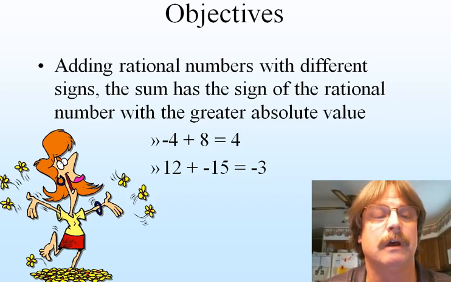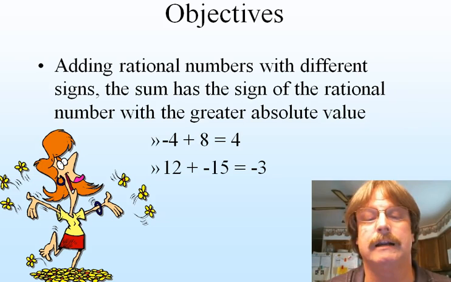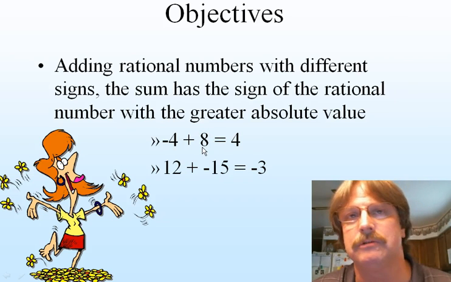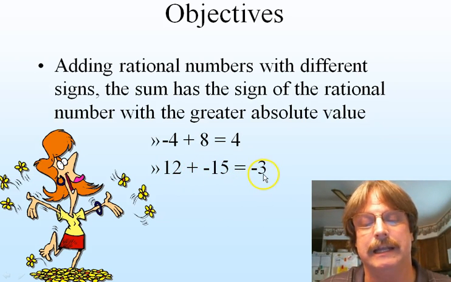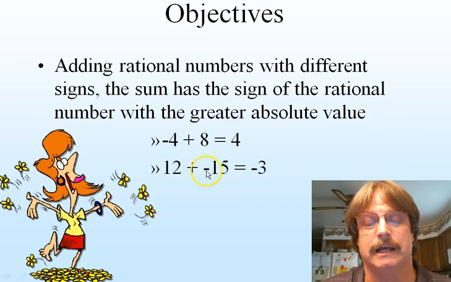Another objective is, while adding rational numbers with different signs, the sum has the sign of the rational number with the greater absolute value. So we're going to show you that in the video as we go on, but here's the example. Negative 4 plus 8 equals 4. And I'm going to show you the steps on how to do that, not here, but it's also the same steps you learned back in, I think, lesson 1.2. 12 plus a negative 15 is going to equal negative 3. Because 15 is larger than 12, we're going to use that sign, that's going to be negative.